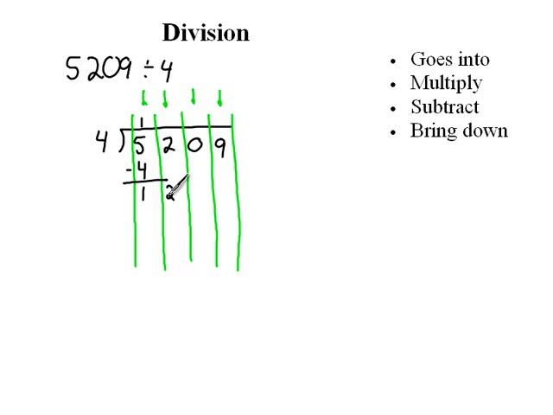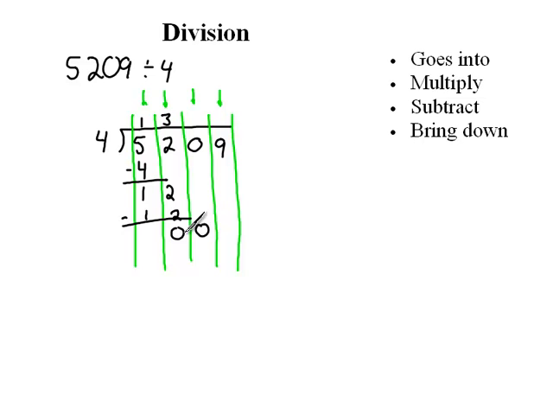4 goes into 12 3 times. 3 times 4 is 12. I will subtract that. 12 minus 12 is 0. And then I'll bring down the next digit, 0. Next step, go through the pattern again.